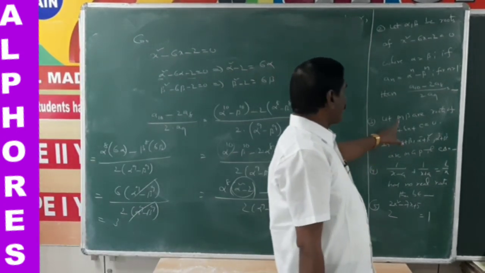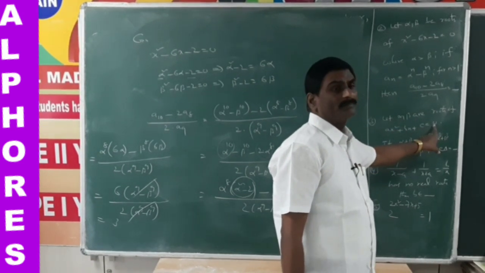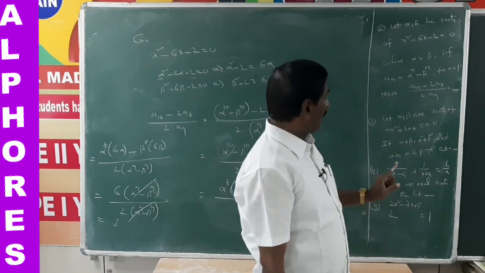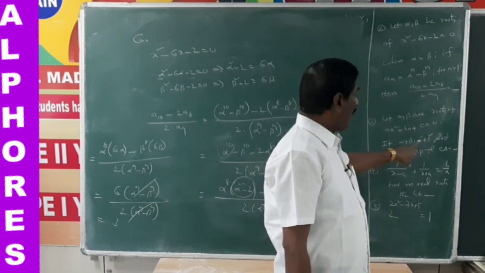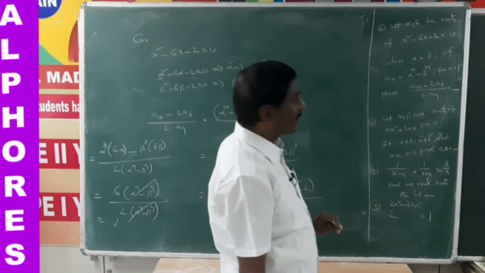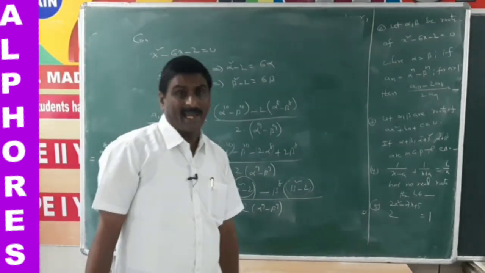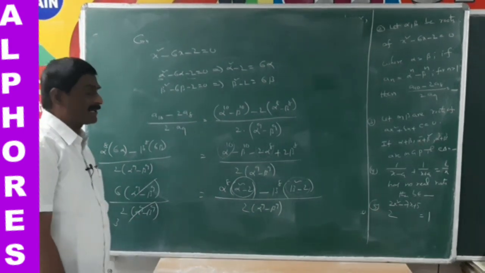Let alpha comma beta be the roots of ax square plus bx plus c is equal to 0. If alpha plus beta, alpha square plus beta square, alpha cube plus beta cube are in GP, then what is the value of c into lambda? C lambda is equal to dash.